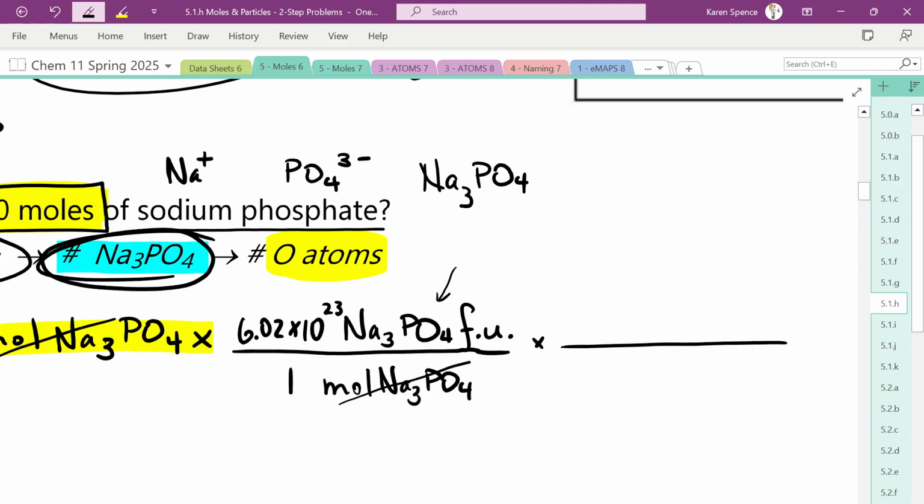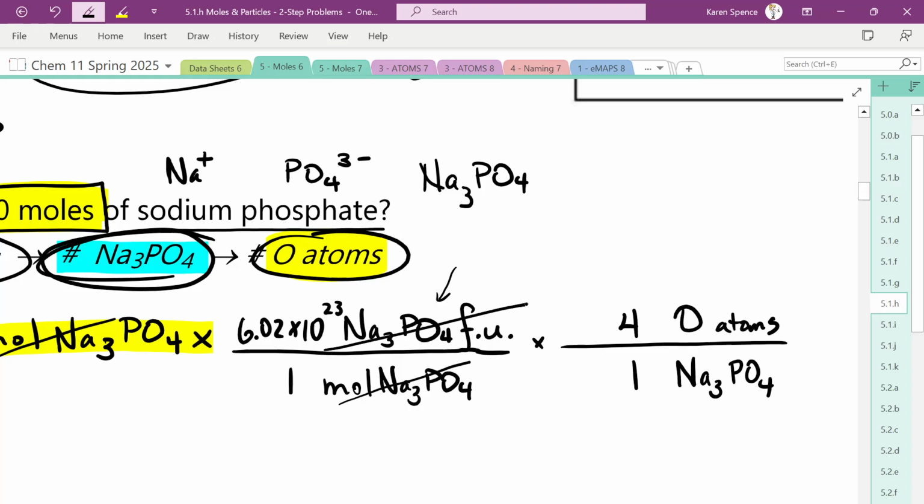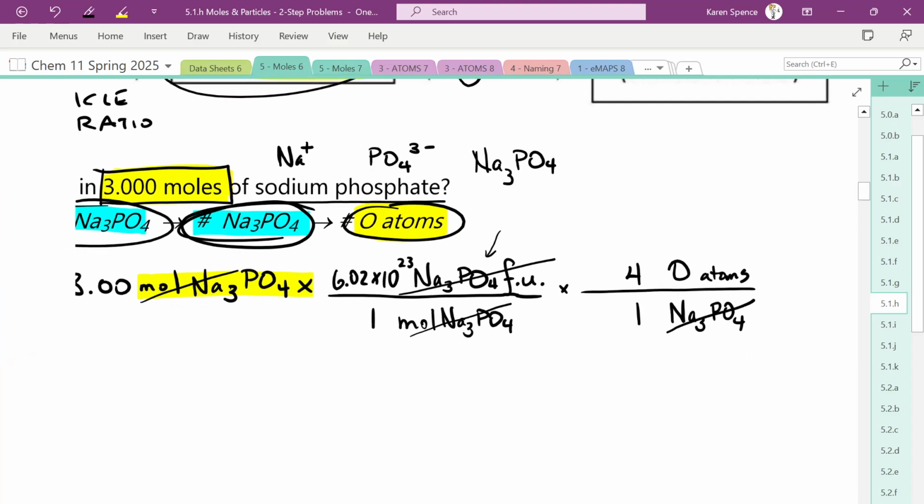Would you be able to convert Na3PO4 into O atoms? Do you know the conversion factor between Na3PO4 and O atoms? How many O atoms in Na3PO4? Show me your fingers. Okay, we all got 4. There are 4 O atoms in every 1 Na3PO4. So the Na3PO4 cancels out, and we are left with O atoms. So we've done a 2-step conversion there.